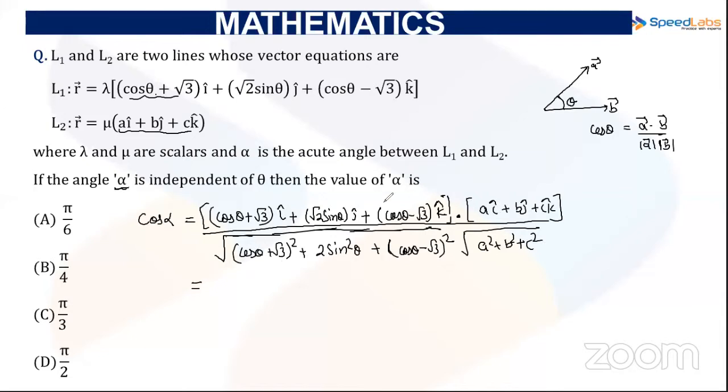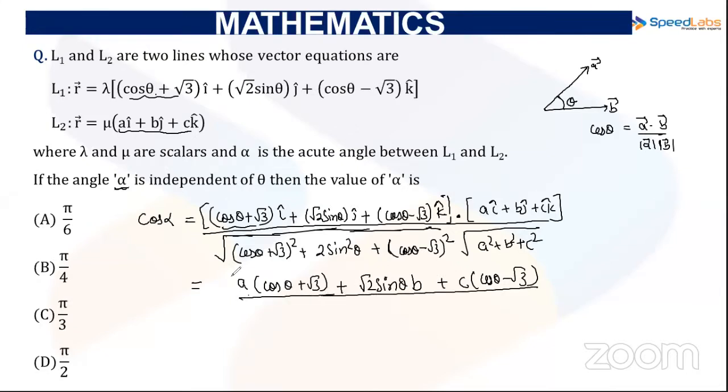Now we'll simplify here. It will be a into (cos theta plus root 3), this i cap into i cap. And i into j will be 0, i into k will be 0, right? So directly we get a into (cos theta plus root 3). Similarly the second term will be root 2 sin theta into b, and the third term will be c into (cos theta minus root 3). All right, so in the numerator you'll get these terms, and now talking about the denominator.